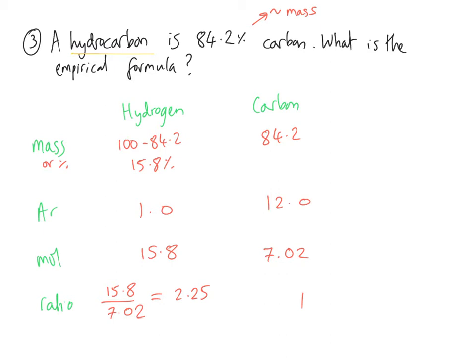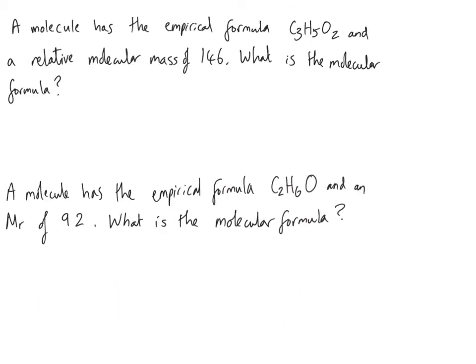So we need to find a multiple. And so to find a multiple, 0.25 is a quarter, so that means we need to multiply this number by 4, and this number also, therefore, gets multiplied by 4. And so we've got 4 carbons, and we've got 4 times 2.25 is 9 hydrogen. And so the empirical formula is C4H9. Now remember that the molecular formula is an integer multiple of the empirical formula. So if you know what the empirical formula is and how heavy the molecular formula is, we can work out the molecular formula actual. So we've got two examples here.